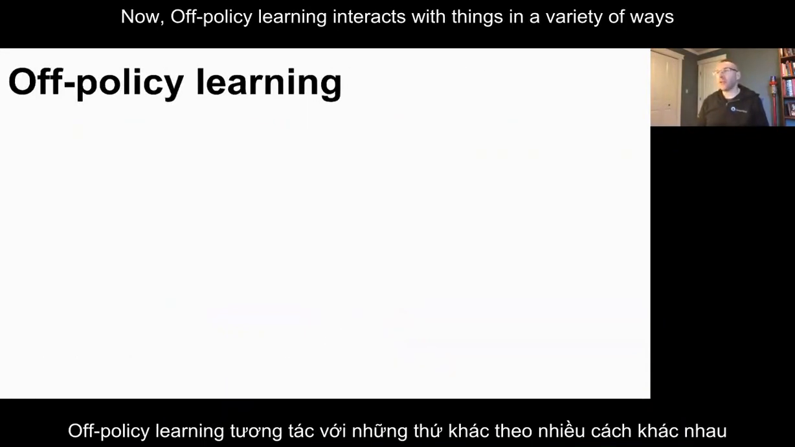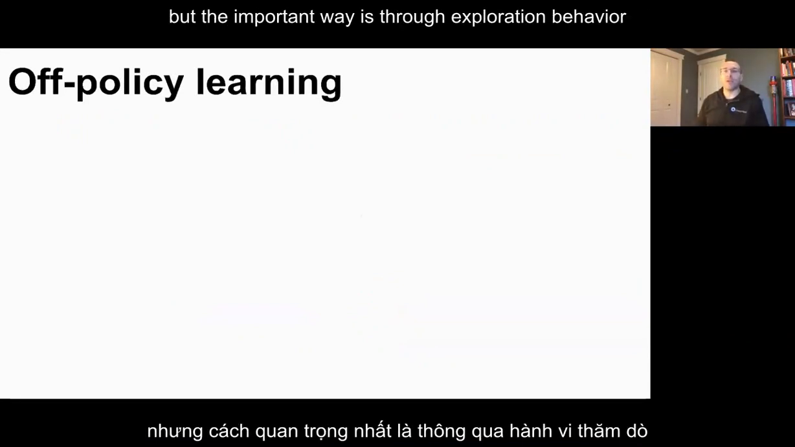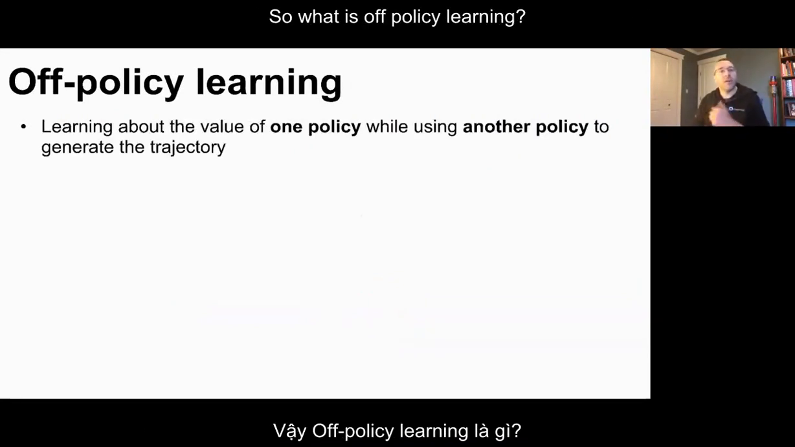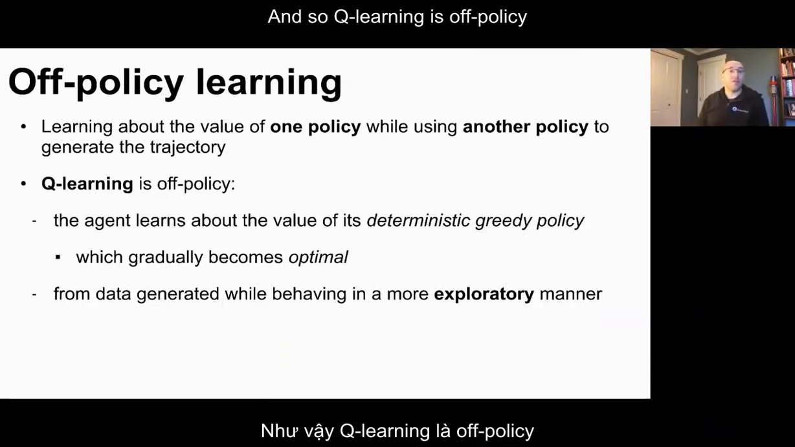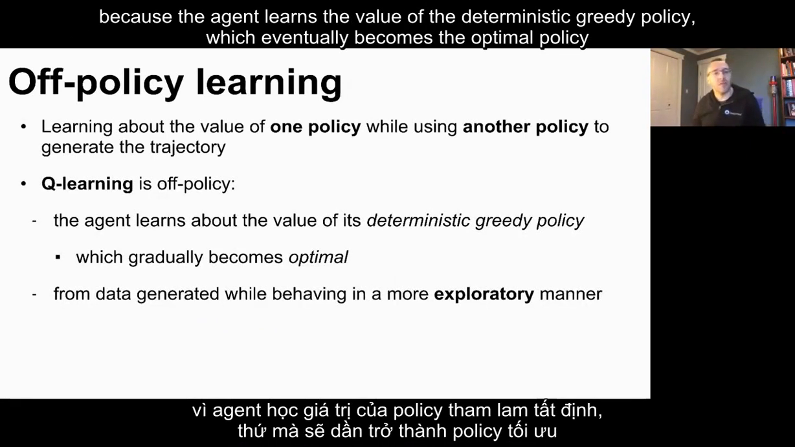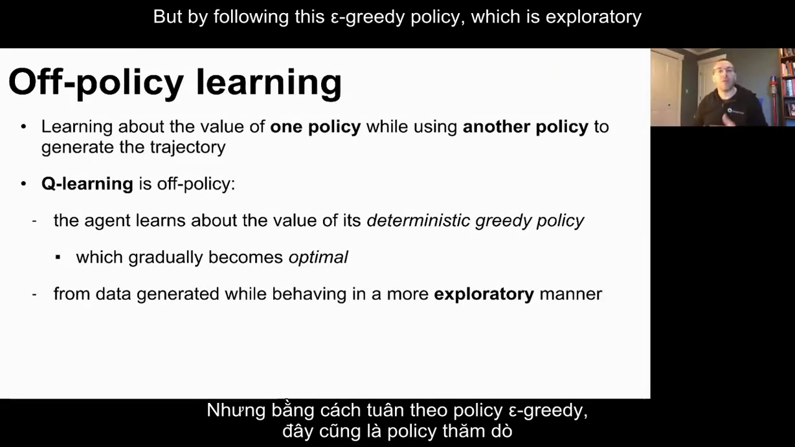Now, off-policy learning interacts with things in a variety of ways, but the important way is through exploration and behavior. So what is off-policy learning? Well, in a nutshell, it's learning about the value of one policy while following another policy to generate the data. Q-learning is off-policy because the agent learns the value of the deterministic greedy policy, which eventually becomes the optimal policy, but by following this epsilon-greedy policy, which is exploratory.